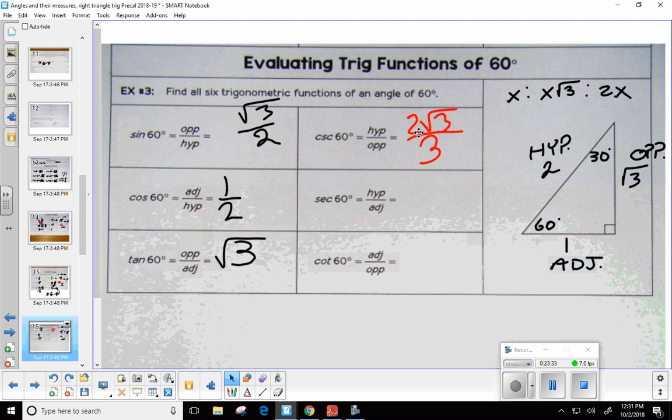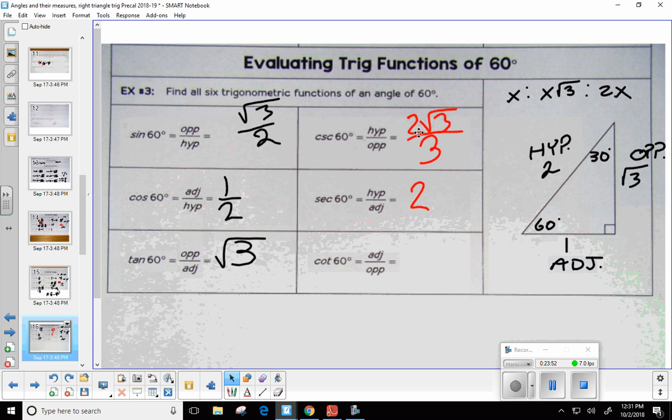Nathaniel. He has our second reciprocal, secant of 60 degrees, which will be the hypotenuse over the adjacent. 2, that's it. The reciprocal of 1/2 is 2. He's absolutely right. And who will be our last person today, Nathaniel?